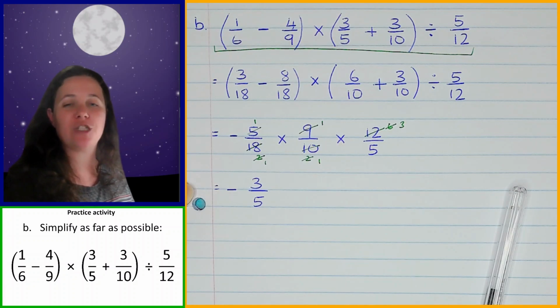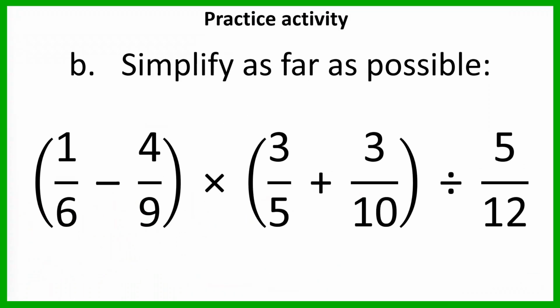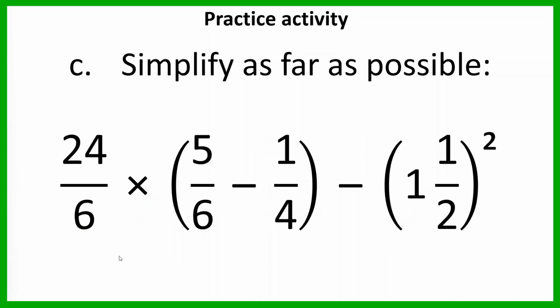Okay, now let's go on to question C. In question C, we've got 24 over 6 times, in brackets, 5 over 6 minus a quarter, minus, in brackets, 1.5 squared. I'm going to give you 3 minutes for this question as well.